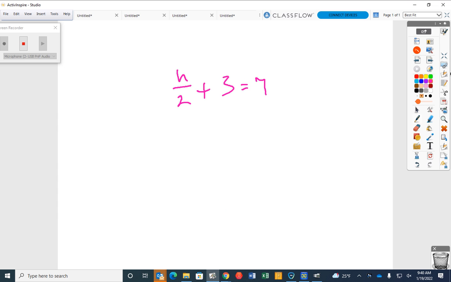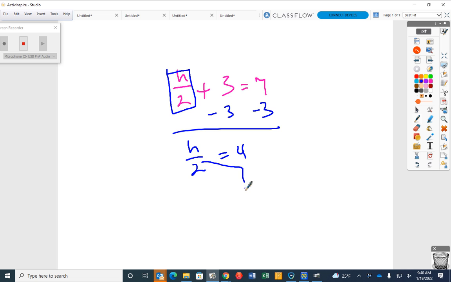What goes in the box? A over 2. How do I get rid of this plus 3? Oh, I got that. Equals 4. Okay.